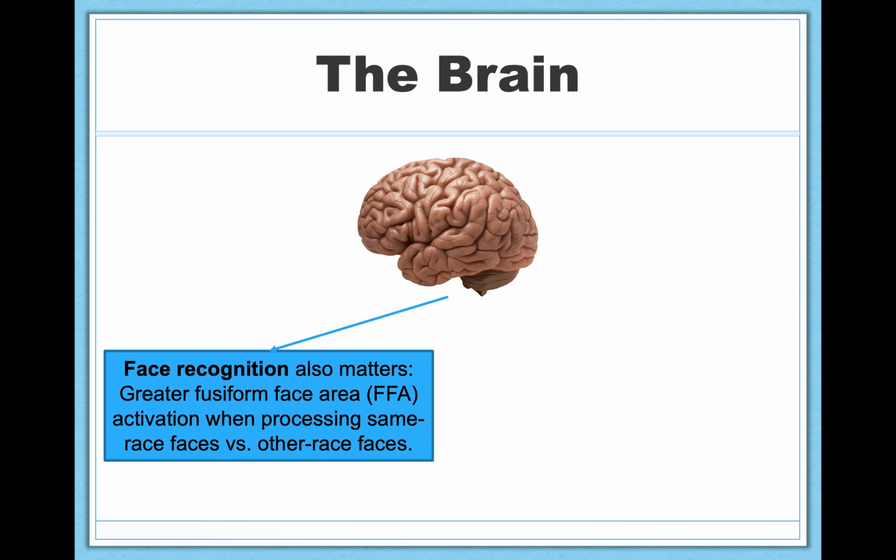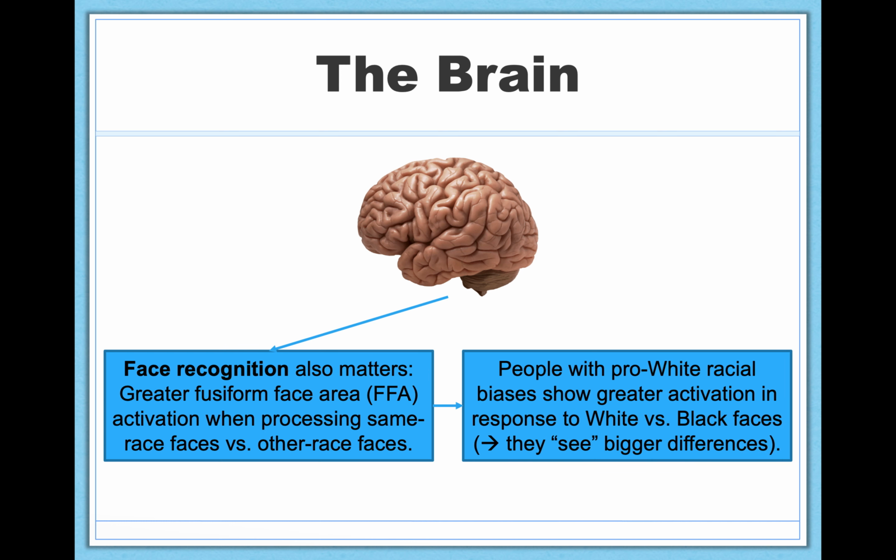Another finding that I think is really interesting, and this is the last main finding I'll talk about in regards to the brain, at least for now, is a face recognition finding. So we have an area in the brain called the fusiform face area, or the FFA, and the finding is that there's greater fusiform face area activation when you're looking at someone who shares your race, the same race as you, and you have less FFA activation when you're looking at somebody of a different race. Now, why might that matter, right? So when you're looking at someone with the same race as you, you have more FFA activation, which means you're more deeply processing their facial features.